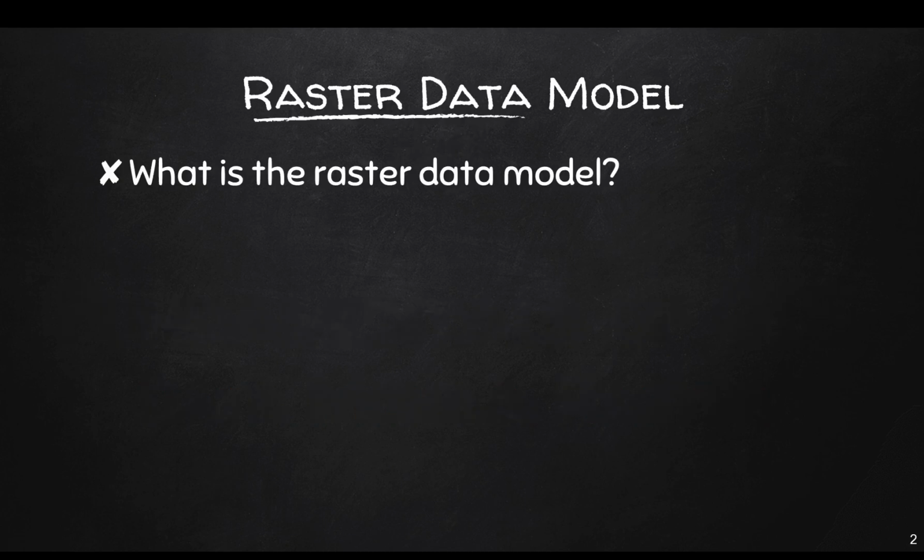So what is the raster data model? A representation of the world as a surface divided into a regular grid of cells. Raster models are useful for storing data that varies continuously in space, as in aerial photography, a satellite image, a surface of chemical concentrations, or elevation surfaces.